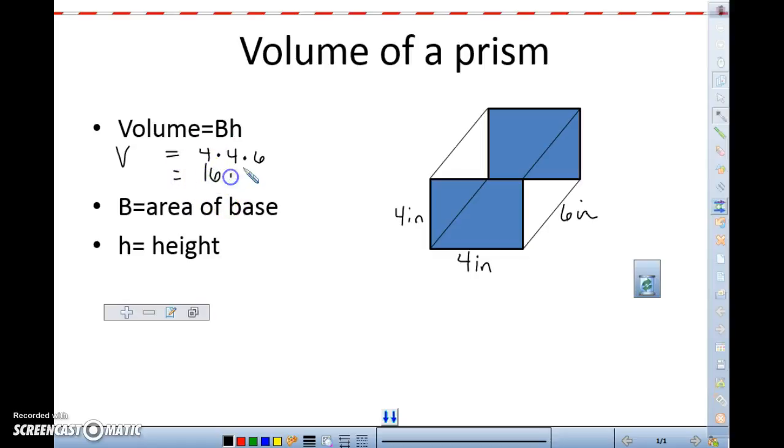There is 96. And this is going to be cubic inches because remember we're talking about little sugar cubes that will fit inside here. It'll take 96 little cubes to fit inside to fill this space.